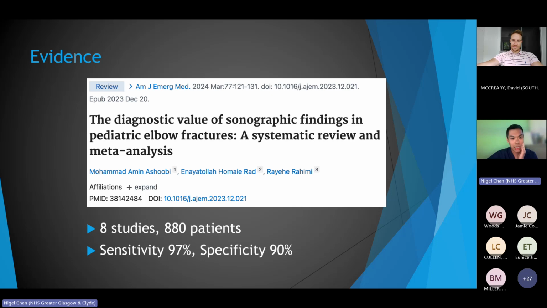This was a systematic review meta-analysis published two years ago, in 2023. They included 8 studies, with almost 1,000 patients, and they showed pretty good sensitivity and specificity for using ultrasound to detect elbow fractures in kids. There are links to all the references at the end if anyone wants to have a read themselves.